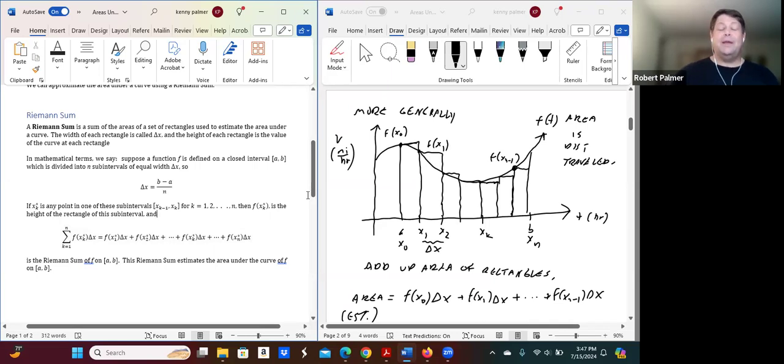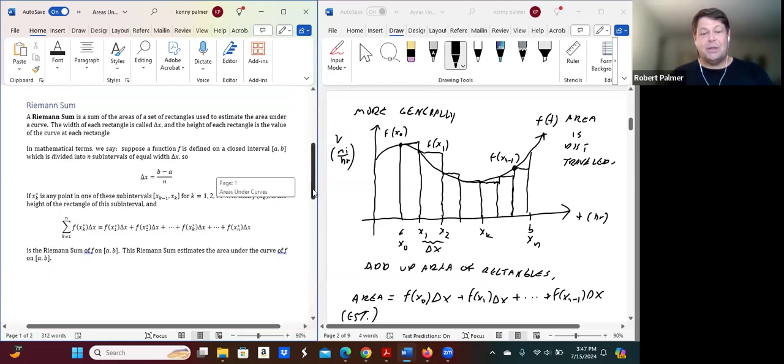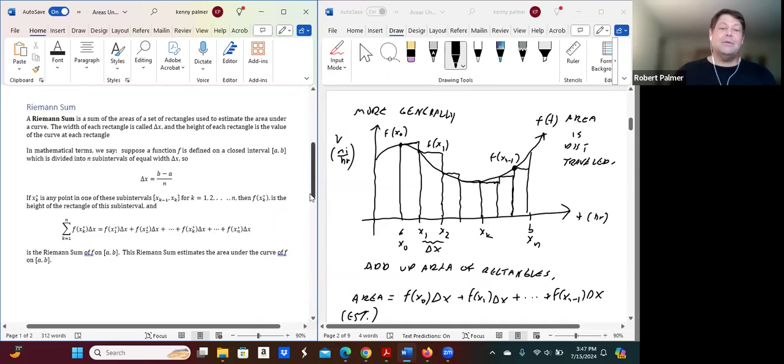And that is a way to estimate the area by creating these little rectangles and adding those areas up. And actually, we'll see in a future video that's how we define what's called the definite integral later on, using the Riemann sum.